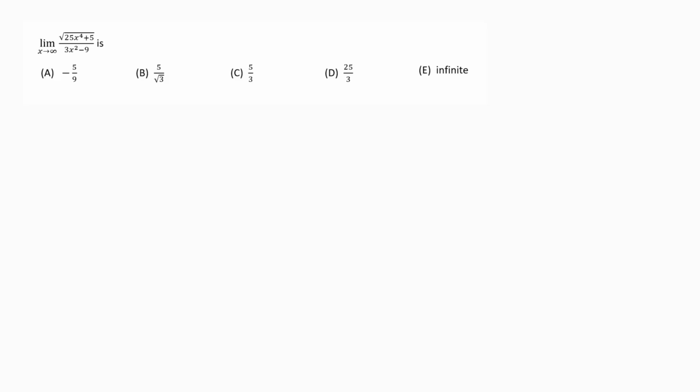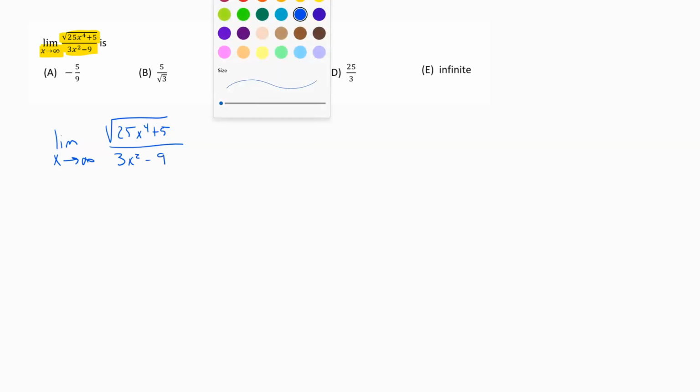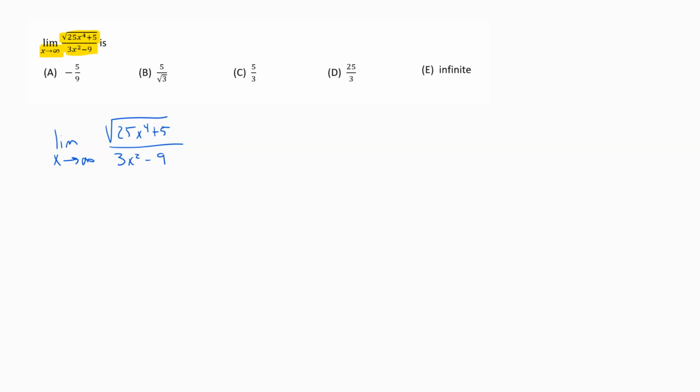This problem wants us to find the limit as x approaches infinity of this given equation right here. So we're being asked to find the limit as x approaches infinity of the square root of 25x to the fourth plus 5 over 3x squared minus 9. The method for working with infinite limits is always the same. It really is this process of dividing everything by the highest power of x.